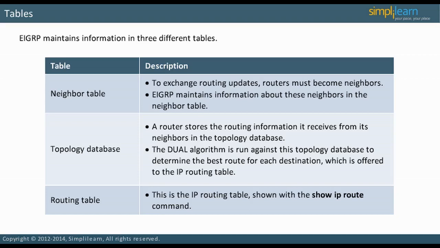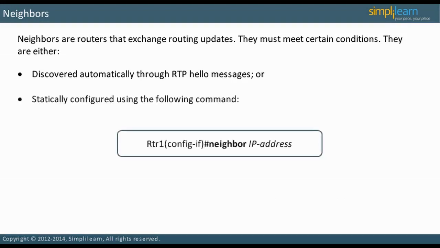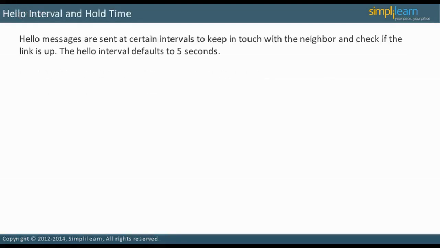Now we will discuss how routers become neighbors in the next slide. Neighbors are routers that exchange routing updates. They must meet certain conditions. Either neighbors are discovered automatically through RTP hello messages, or they are statically configured using the command given on the screen. Let us look at the working of hello messages.